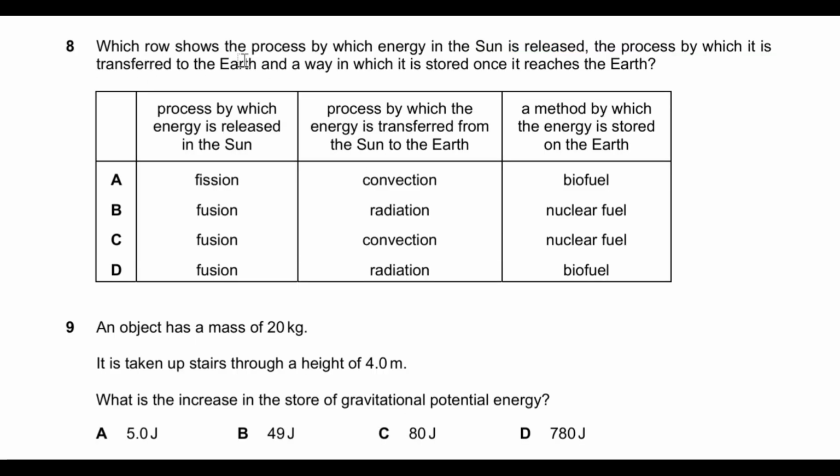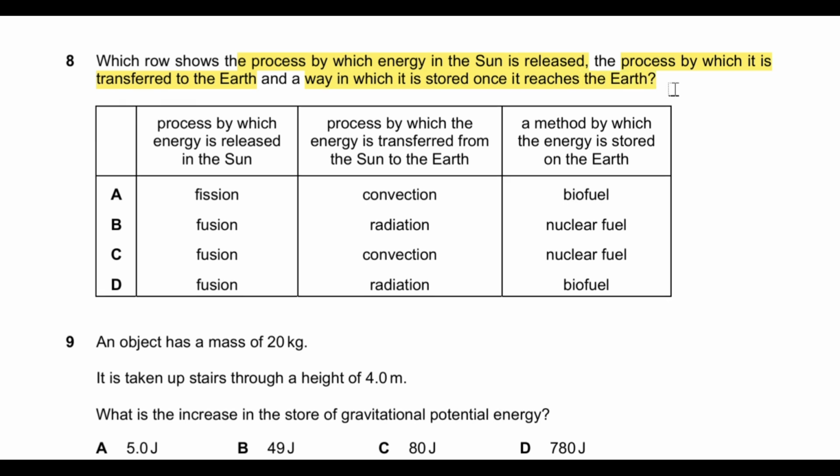Question number 8 says, which row shows the process by which energy in the sun is released, the process by which it is transferred to earth, and the way in which it is stored in earth once it reaches the earth? Okay, so what is the process in which sun produces energy? Sun produces energy by the process of fusion, because hydrogen and hydrogen fuse into each other and they produce a large amount of energy. So the process is basically fusion. So fusion, we have three options.